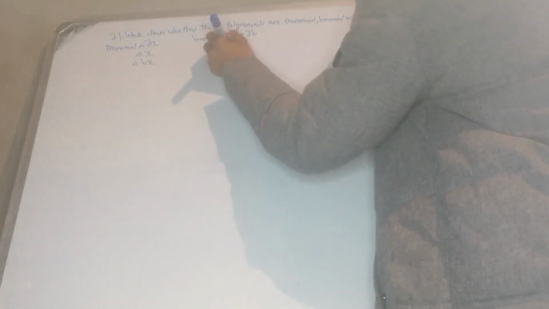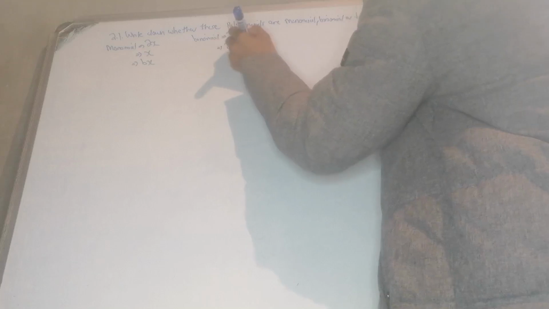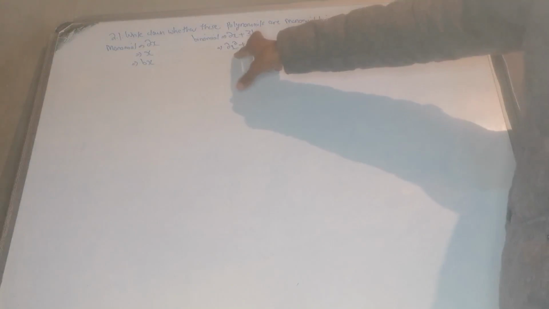Again, please be very careful. We can have a binomial, maybe 2x squared plus 4. As long as you cannot add these two terms, they are a binomial. Two terms that you cannot add, they are a binomial. Please do not be deceived.